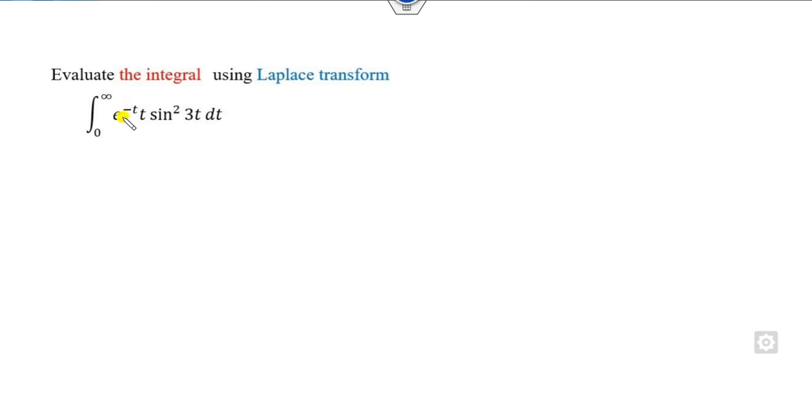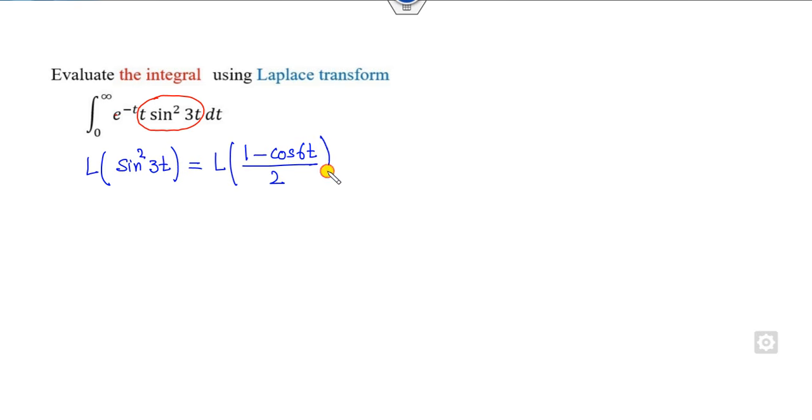Look at this, again the exponential term is present, so I have to find the Laplace of this quantity. How can you find the Laplace of sin square? Because of this sin square, you firstly have to write it in linear terms, so 1 minus cos of 6t. How can you find the Laplace of this? Half is common. Laplace of 1 is 1 over s. Cos will be s over s square plus 36.